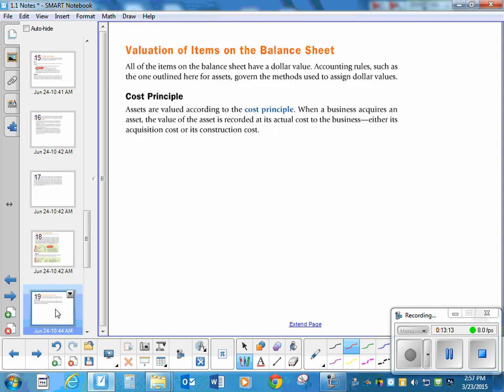Okay, we also have something called the cost principle. And now this is another principle or guideline. Assets are valued according to the cost principle. When a business acquires an asset, the value of the asset is recorded at its actual cost to the business, either its acquisition cost or its construction cost. So depending on how you keep your books, and you have to keep it constant, when you buy something, you either list it at the price that you bought it for, or you list it as the price that it is actually worth. You can decide as a business owner, but you have to stay consistent.